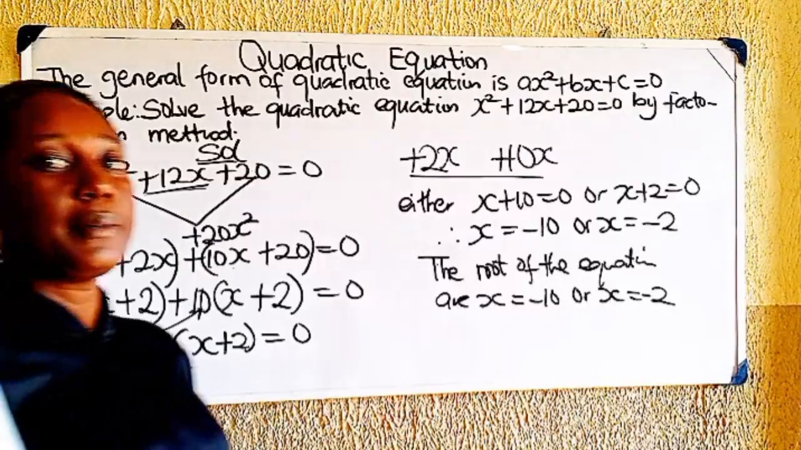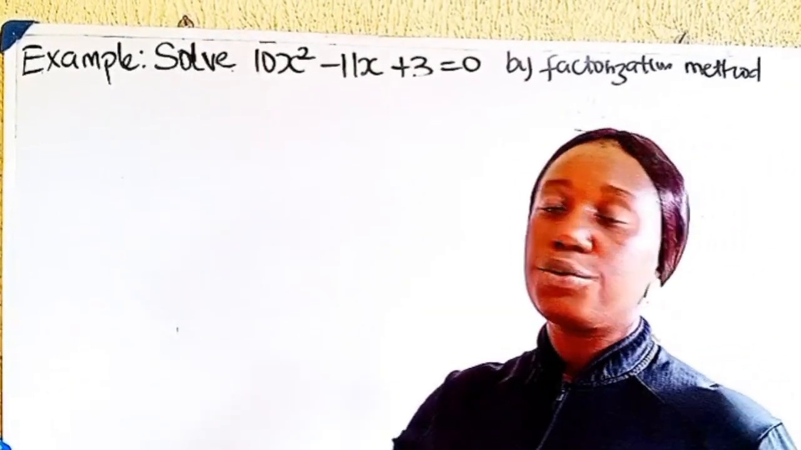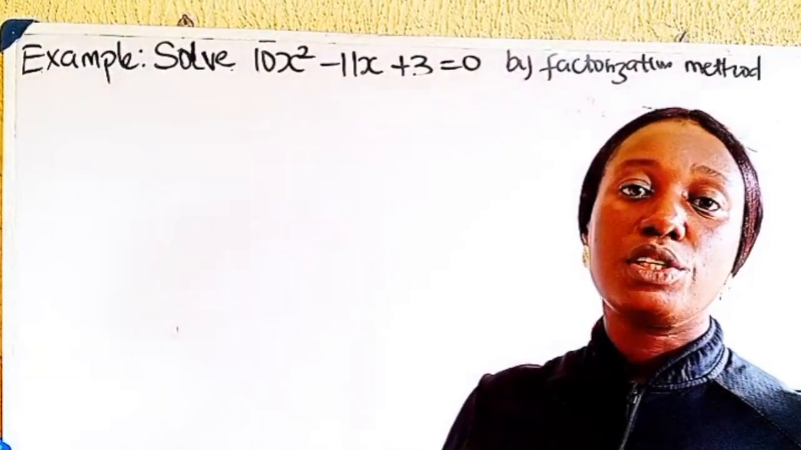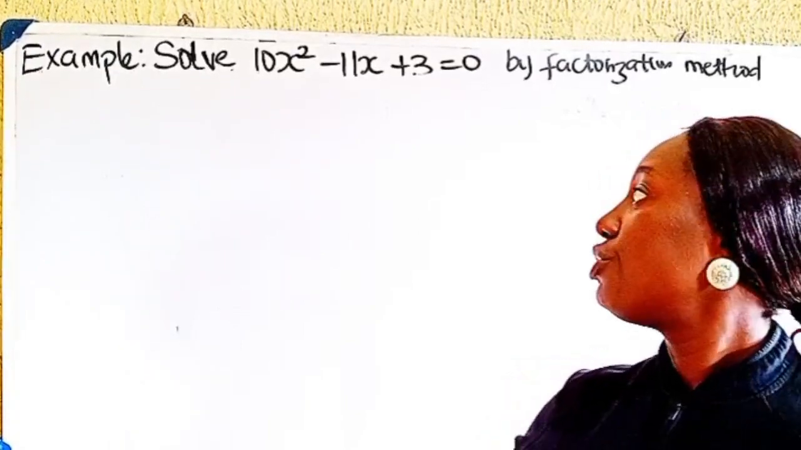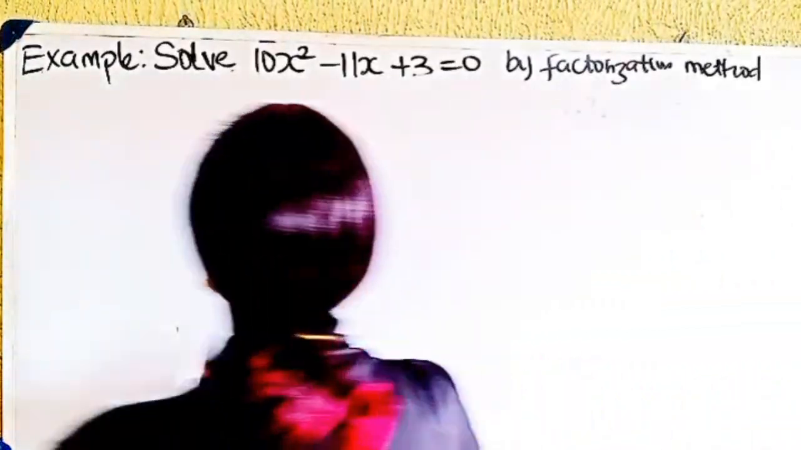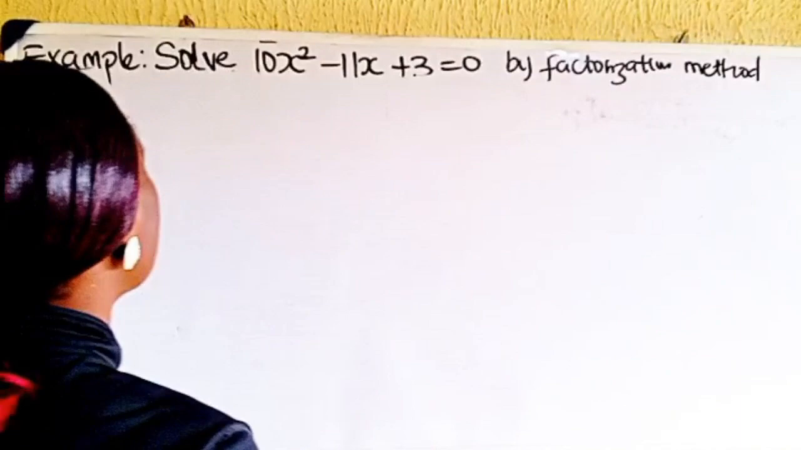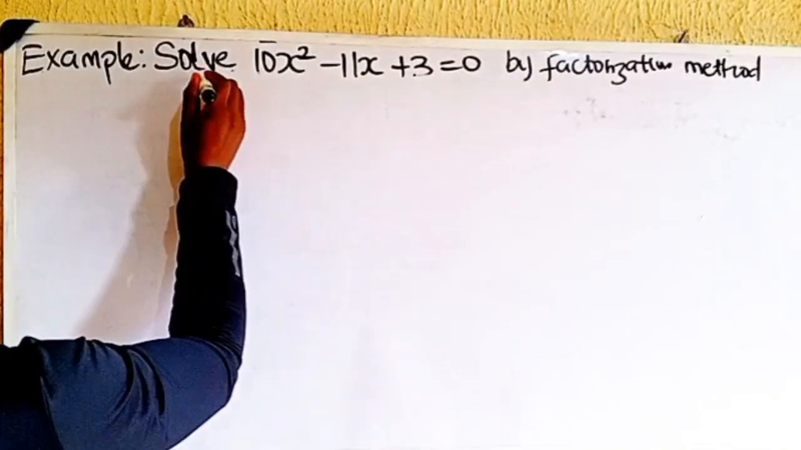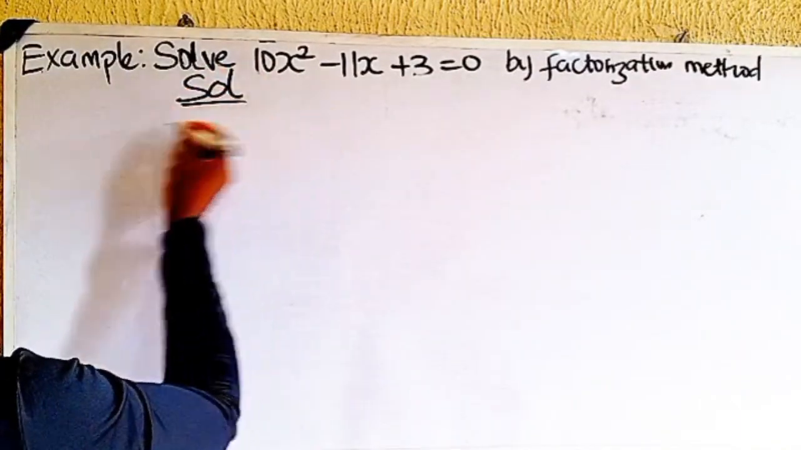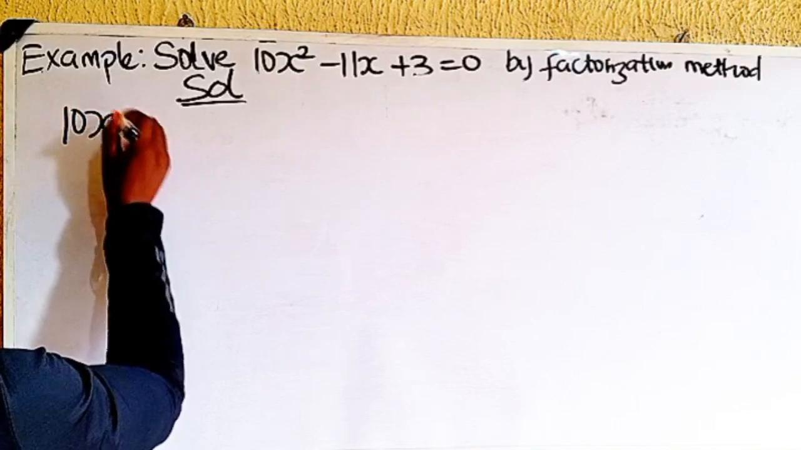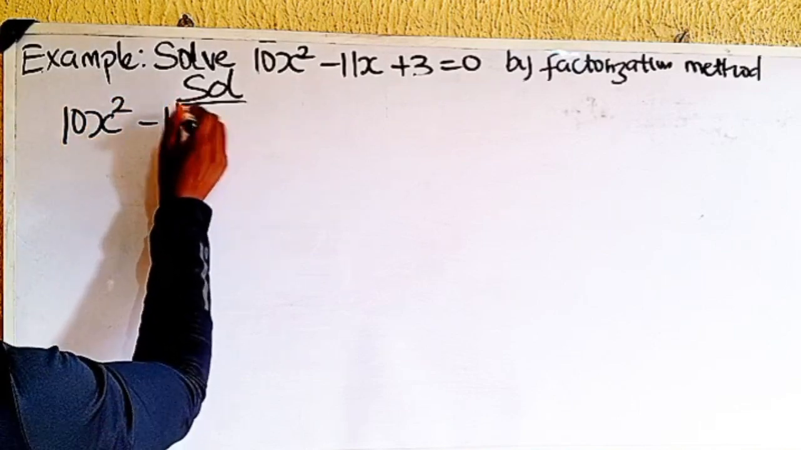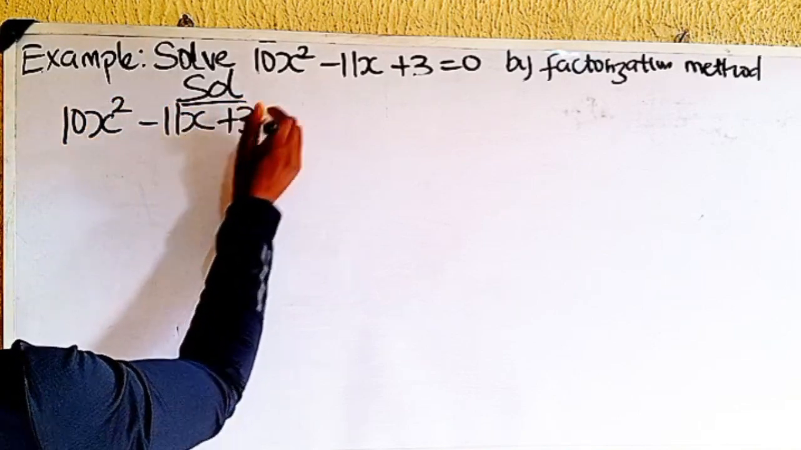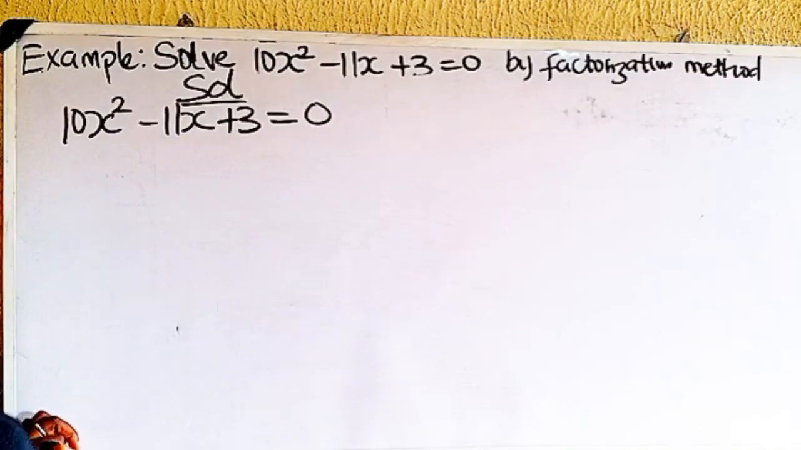I hope it's clear. Let's see another example using the factorization method in solving a quadratic equation. Now, look at the example. Solve this equation by factorization method. So solution. Writing down the equation, I have 10x squared minus 11x plus 3 equal to 0.